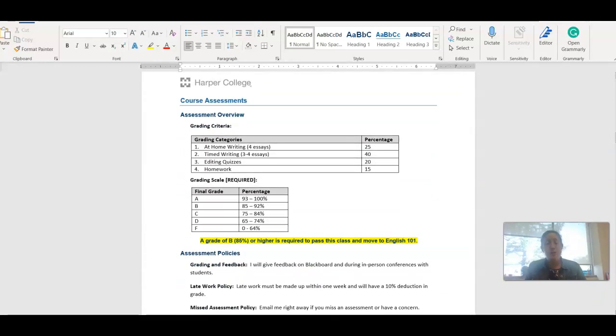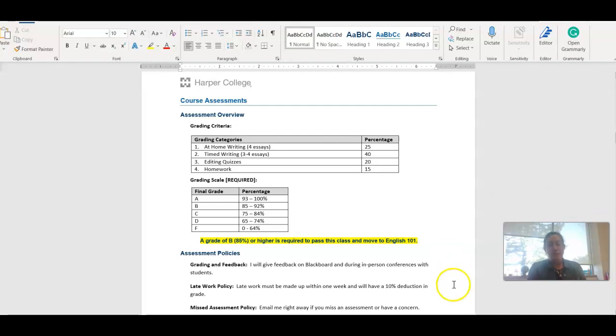So this is some more information about how our class will be graded. Like I said, we'll have at-home writing, which is 4 essays, and that's about 25% of the grade. Timed writing is more. It's about 40% of the grade. Editing quizzes, which is usually a grammar point, is about 20%. And then homework is about 15% of the grade.